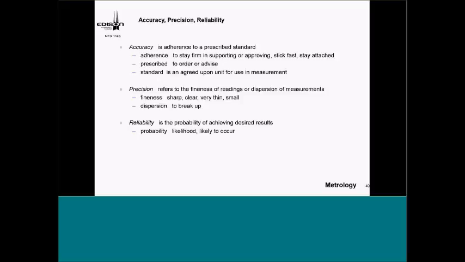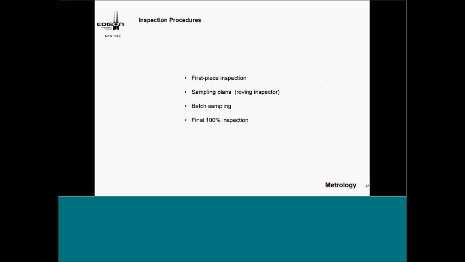Okay, so then we already talked about inspection procedures and the different inspections. We talked about first piece inspection. Generally, you're running a CNC machine, running 100 parts, and we check that first piece to make sure the program's correct. Then sampling plans, the roving inspector. The inspector goes to various lines and various machines and produces a sample.